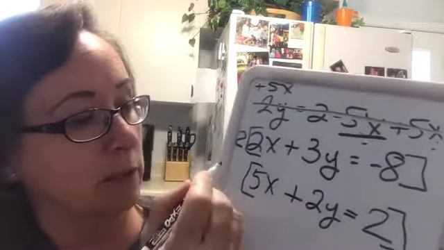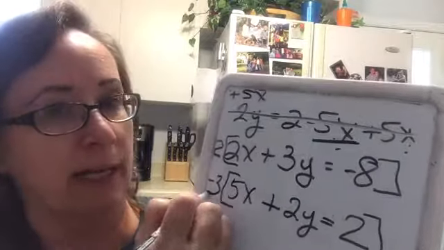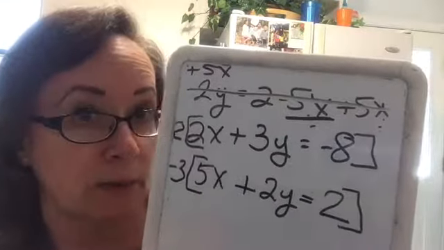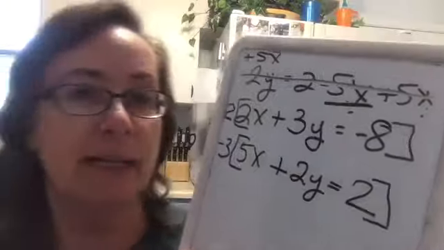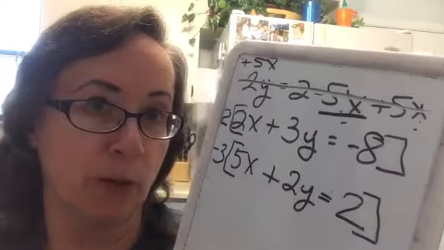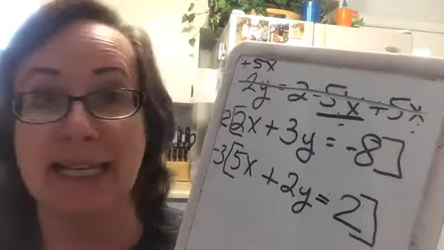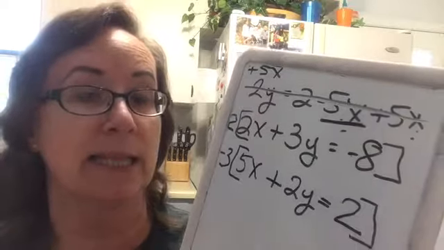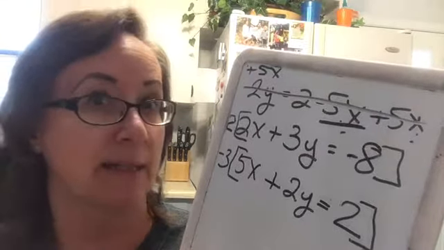So that means I'm going to multiply by a negative 3 all the way across the equation. Remember, this is our multiplication property of equality, which says that we can take any equation and multiply both sides by any constant that's not 0.